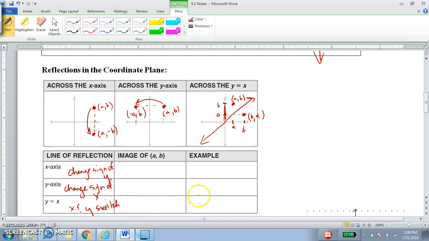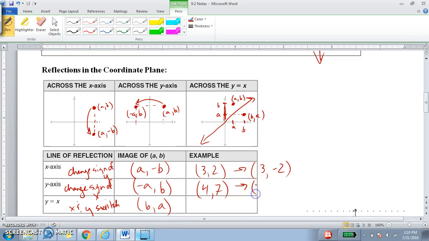Okay, so the image of A, comma B for each of these, so if our pre-image is A, B, the image after we reflect it over the x-axis turned into A, comma -B. Over the y-axis, it turned into -A, comma B. Over y equals x, it turned into B, comma A. Okay, so an example, if we take the point 3, 2 and reflect it over the x-axis, x stays the same, y becomes negative. If we take the point 4, 7 and reflect it over the y-axis, x turns negative, y stays the same. If we take the point 1, 6 and reflect it over y equals x, x and y just switch, so it becomes 6, 1.